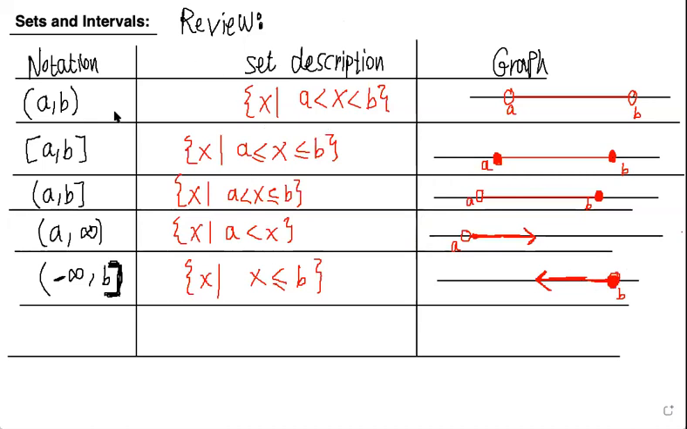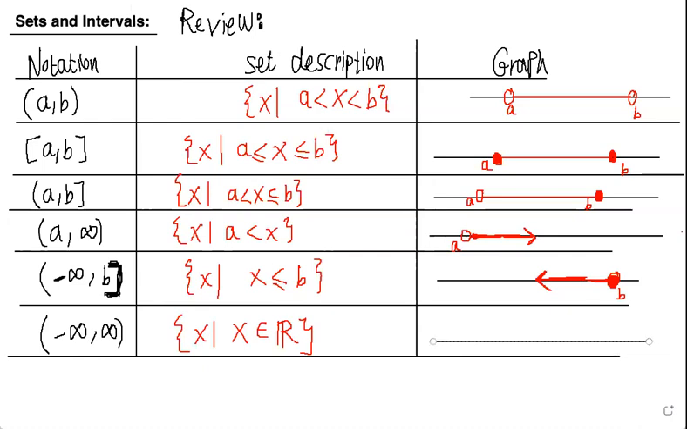The last one is from minus infinity comma infinity. This means all values x such that x belongs to the real numbers. All real numbers are in this interval. The graph is the whole line, with a small arrow here and the same thing here. So all values are here.